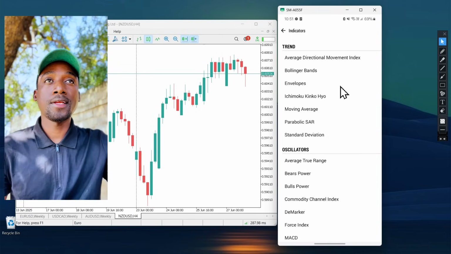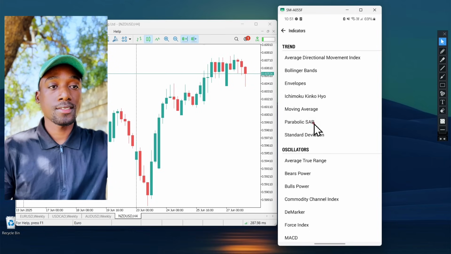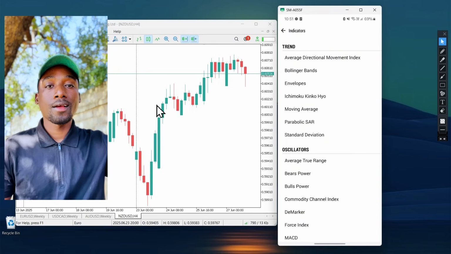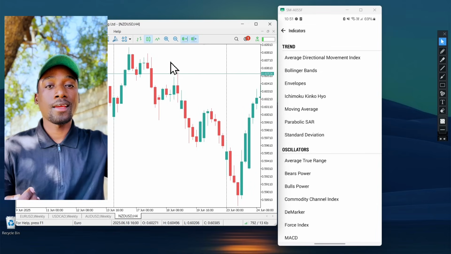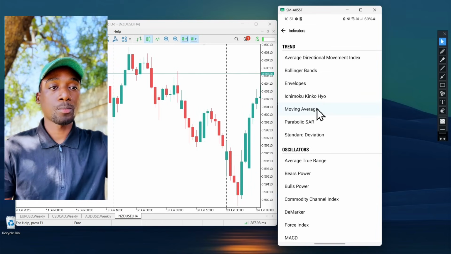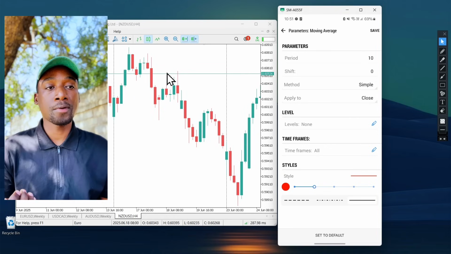So let me explain that in a much clearer way. All these indicators, all that they're trying to do, they are trying to calculate these bars. For example, we can take moving average. Moving average is counting the bars, trying to find an average price.